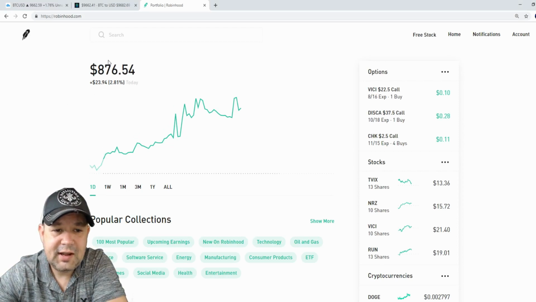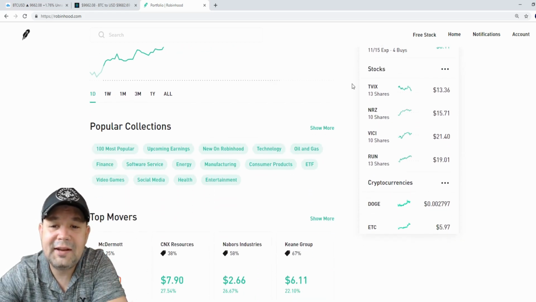Okay, here we are on the homepage of the Robinhood web platform. As you can see, today we're up 2.81%, $23. We'll go ahead and get into what we added this week.